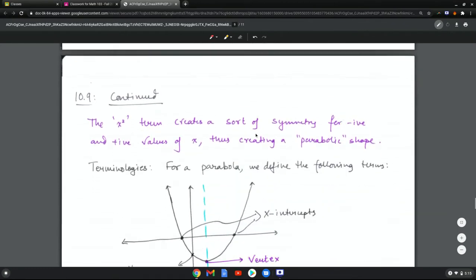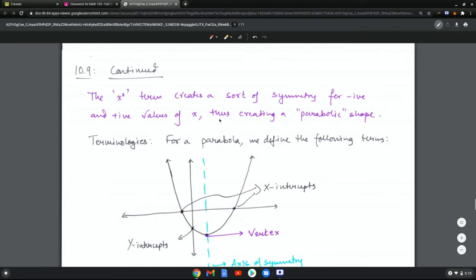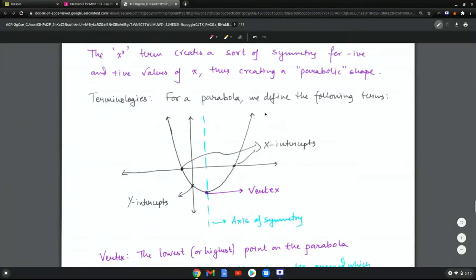So in general, we know what the shape looks like. Now the x squared term creates a sort of symmetry for the negative and positive values of x, and this is what creates this parabolic shape. Now there are some terminologies. Just like for a line you had slope and intercept, we have some special terms that we need to know about. Given any parabola, the lowest point, or it could be the highest point, is called the vertex. And then if you take a line through this vertex, which is parallel to the y-axis, that's the axis of symmetry, because everything on the left and right of this is the same.